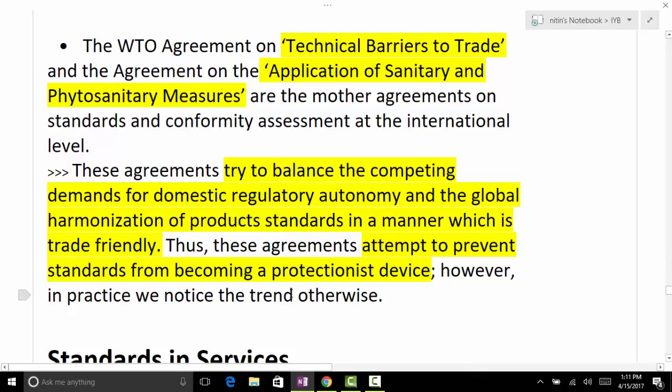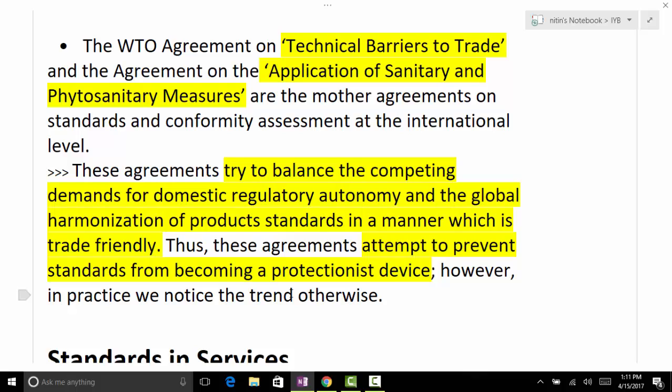बताइए, क्या ऋतिकराज, बताइए. Standards can become non-tariff barriers, but standards are not supposed to become them. WTO बता रहा है. How is it a trend? What is your question? Trend in practice? Ideally they should not be non-tariff barriers, but in reality they are.